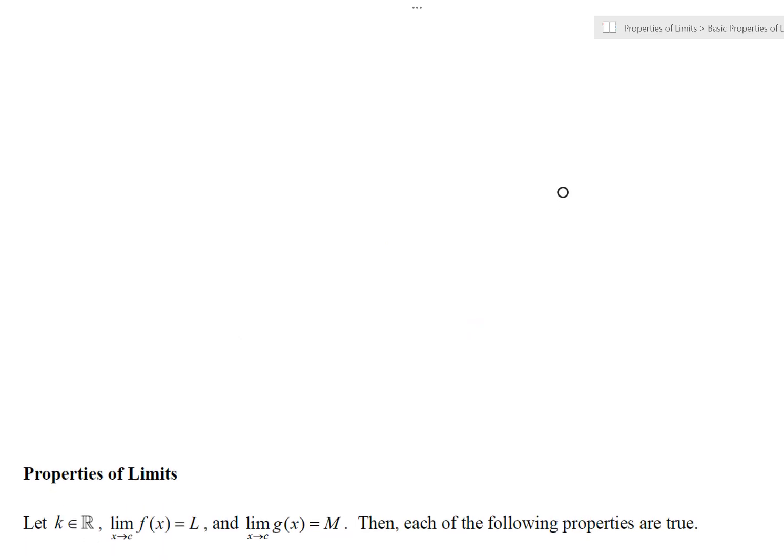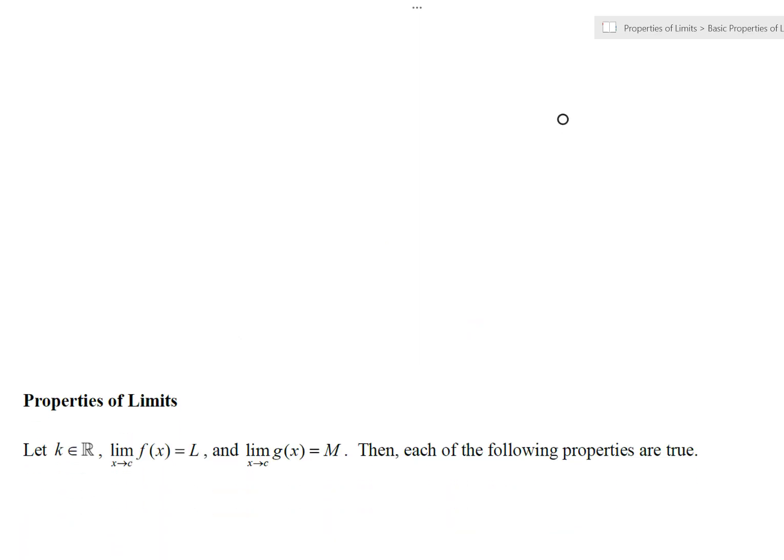Properties of limits. All right, here's our setup. Let k be a real number, and let the limit as x approaches c of the function f of x be equal to L. And let the limit as x approaches c of the function g of x be equal to m. L and m are, of course, assumed to be real numbers. Then each of the following properties is true. We're going to state the properties, and then we're going to prove one of them.